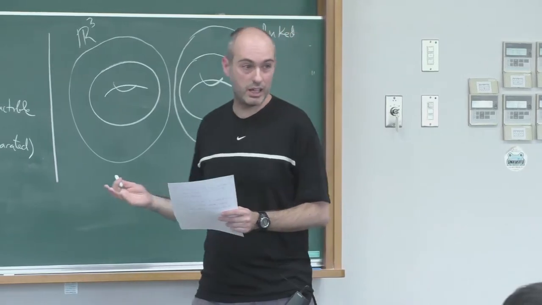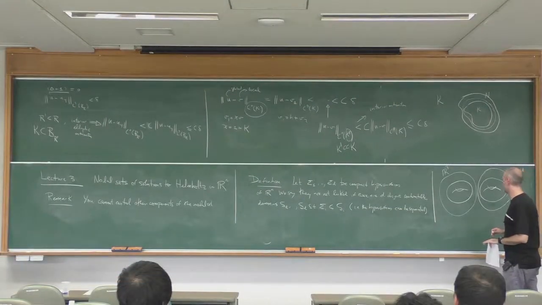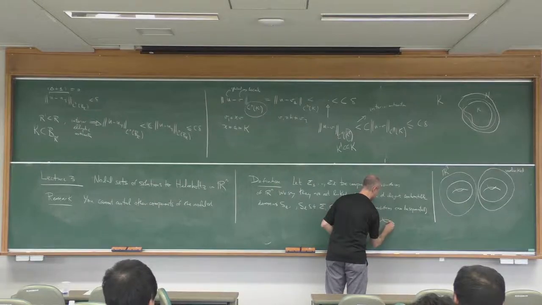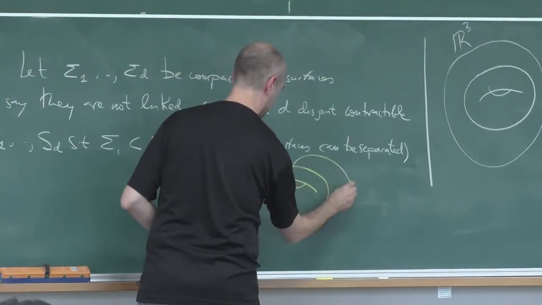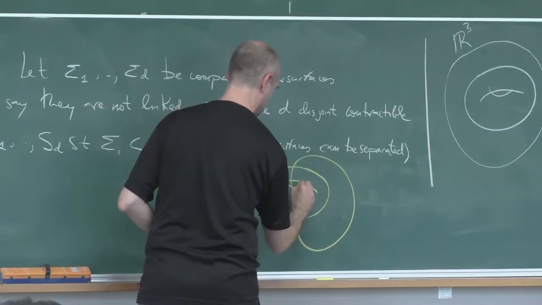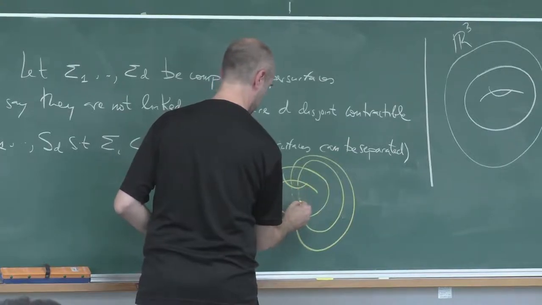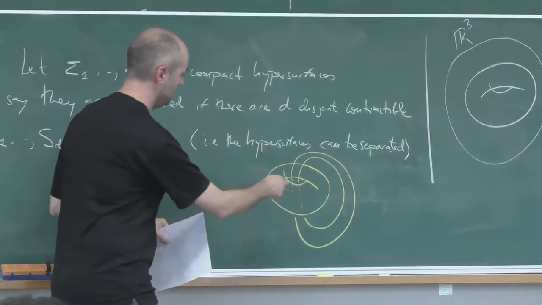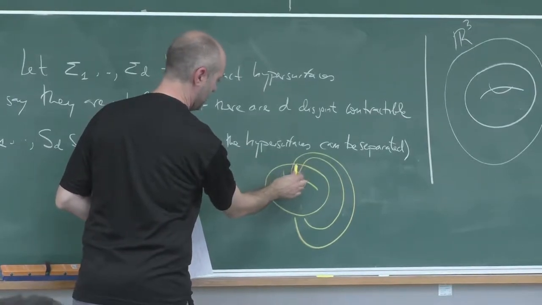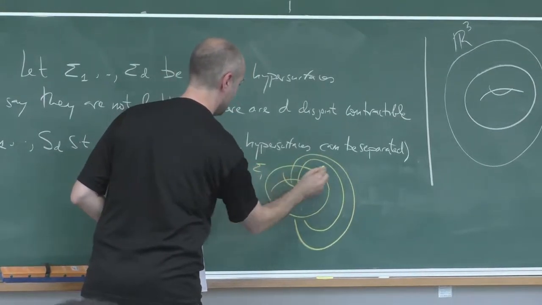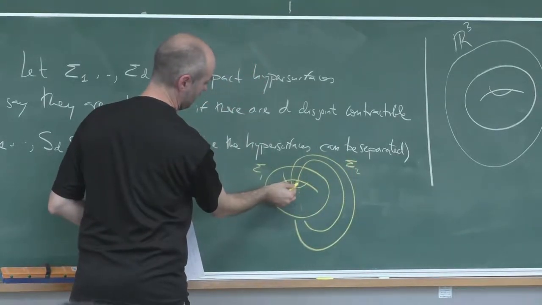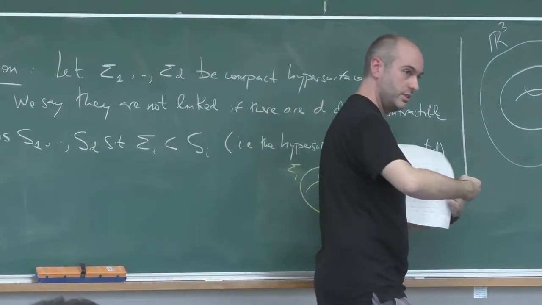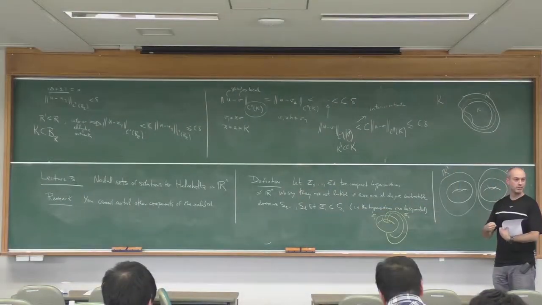But you can have hypersurfaces which are linked. For example, something like this. Here. So this is two tori such that a piece of, say, sigma 1, sigma 2, a piece of sigma 2 crosses the whole of sigma 1. So they cannot be separated. If you try to move them in a continuous way without intersections, this is impossible.